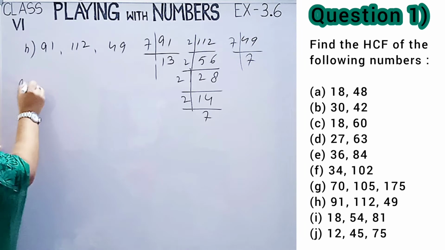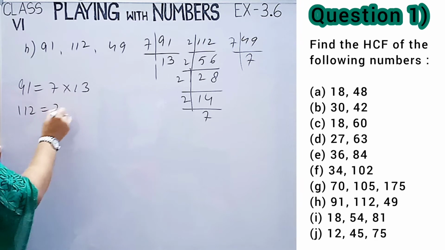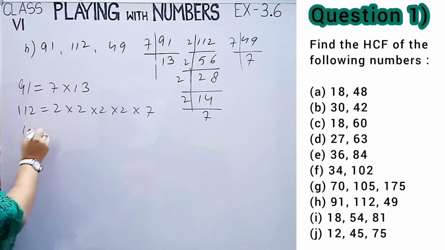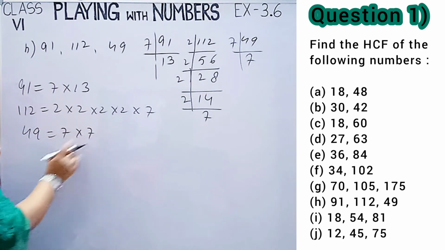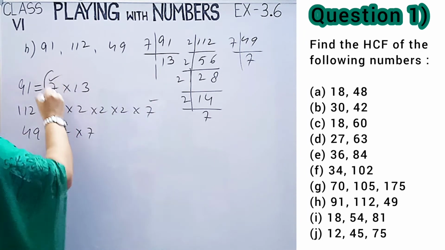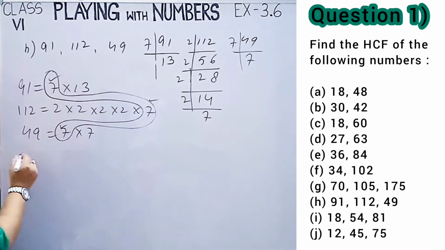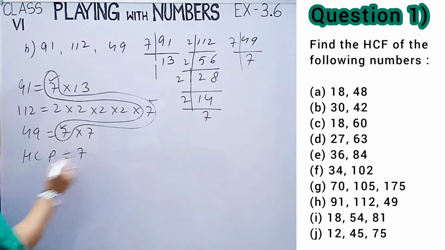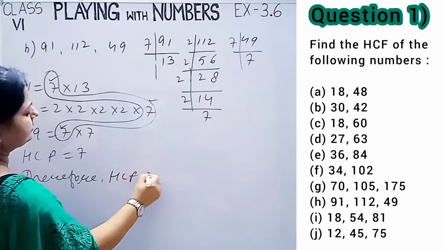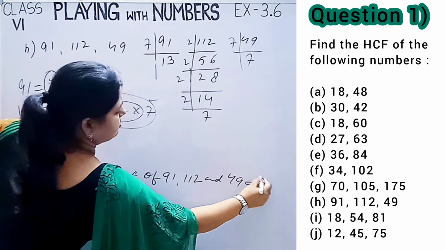So 91 is equal to 7 into 13. 112 is equal to 2 into 2 into 2 into 2 into 7. Last one, 49 is equal to 7 into 7. Here you can see that only this 7 is common. So HCF is equal to 7. Therefore, HCF of 91, 112 and 49 is equal to 7.